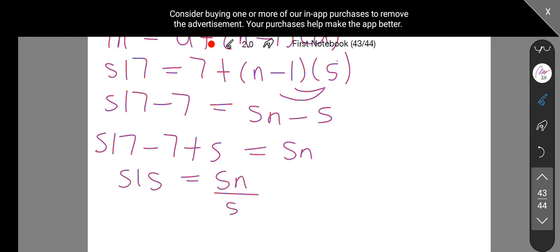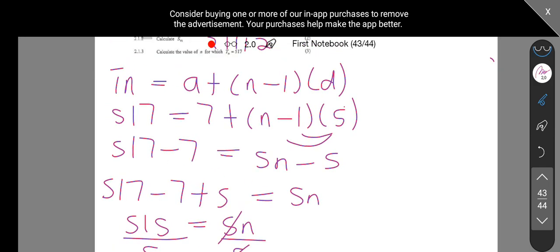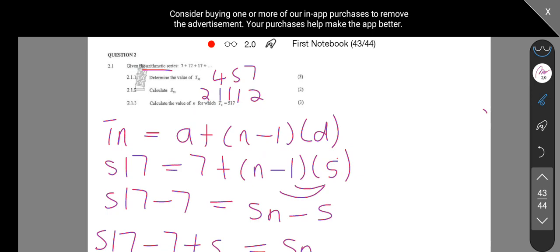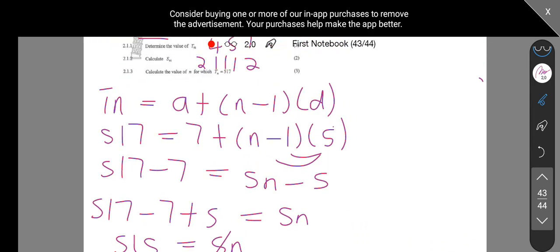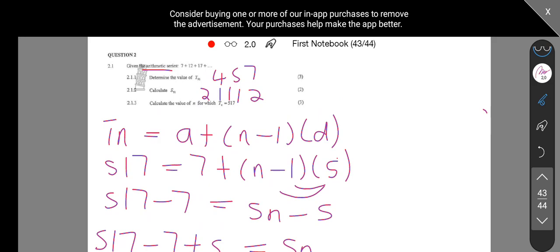And then we divide both sides by 5, and at the end, we're going to get our n. What is 515 divided by 5? The answer is 103. This means that n is equal to 103. This implies that you will get the term 517 on position 103. I hope it is clear. We're going to move to the next question.